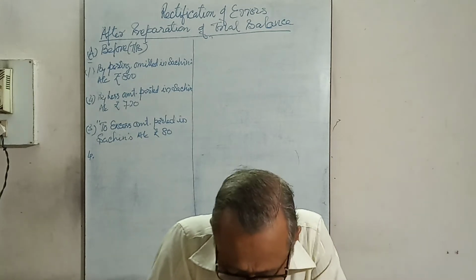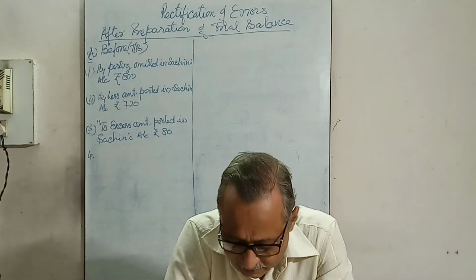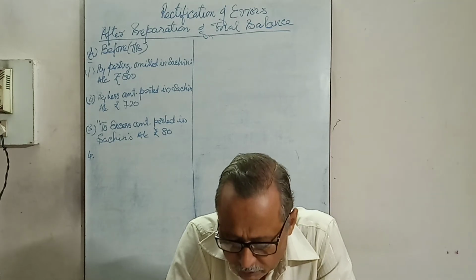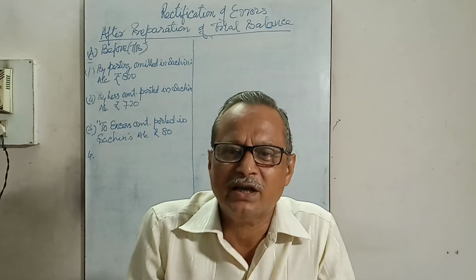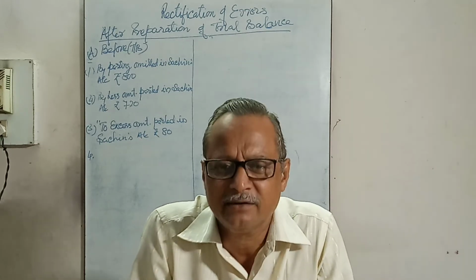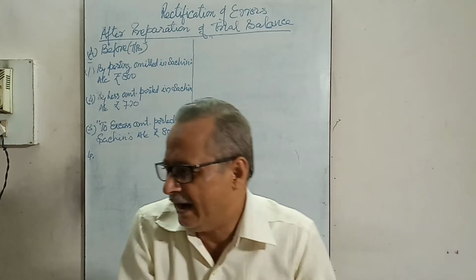Fourth, goods costing 800 purchased from Sachin on credit were posted to the debit of his account. In place of credit, it was debited. It is a clerical mistake. So credit item plus debit item, both we will add in it.